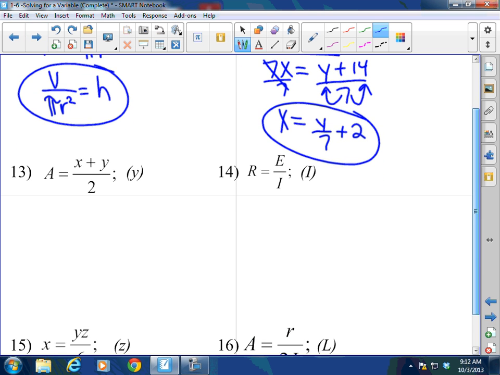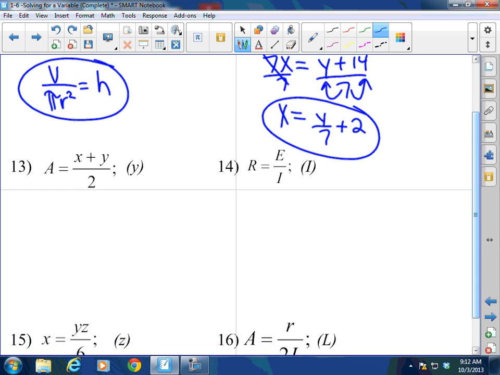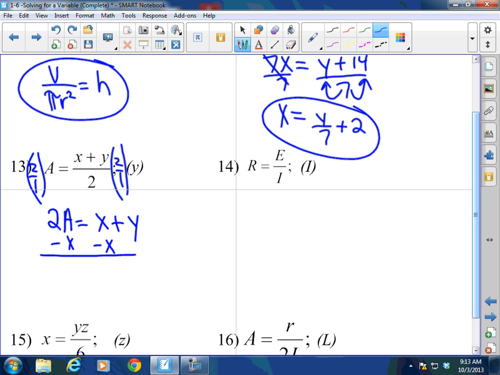Okay. How about a equals x plus y over 2? This is a good one. I got to get rid of this 2 here. So I'm going to multiply by 2 to both sides, giving me 2a equals x plus y. I want to get y alone, so I subtract x to both sides. 2a minus x equals y.